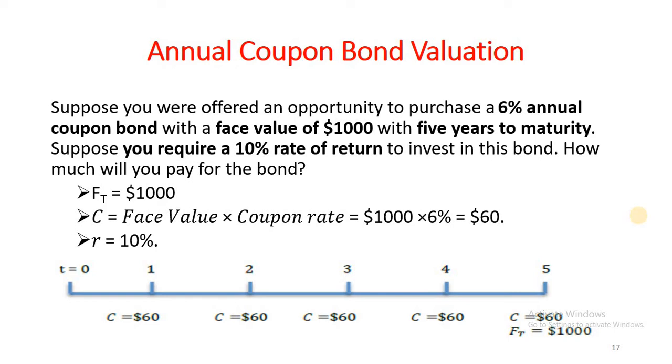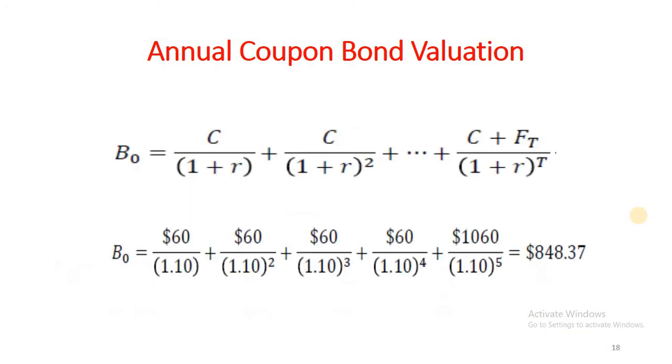The bond will mature after 5 years. So over the years, the bond will pay 5 coupon payments of $60. And in year 5, the bond will pay the final coupon payment of $60 and its face value, $1,000. So in year 5, total cash flows of the bond will be $1,060. So using this formula, we can find out the value of this bond, which is $848.37.